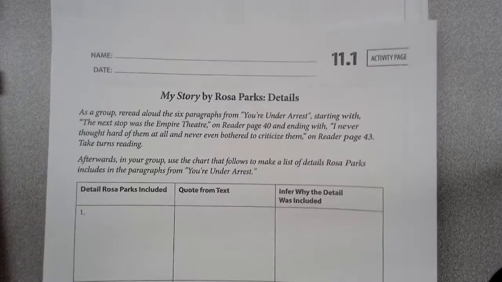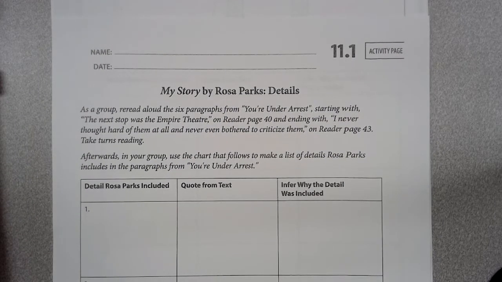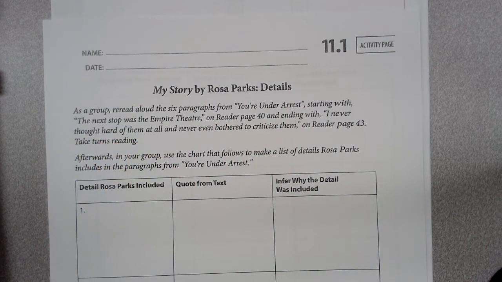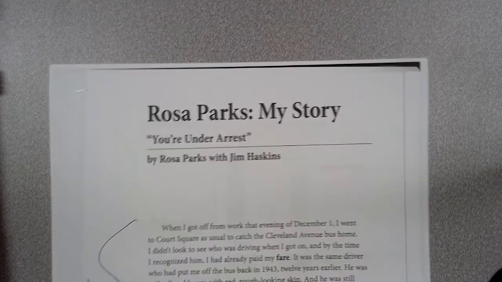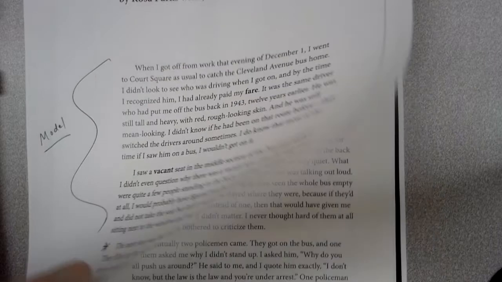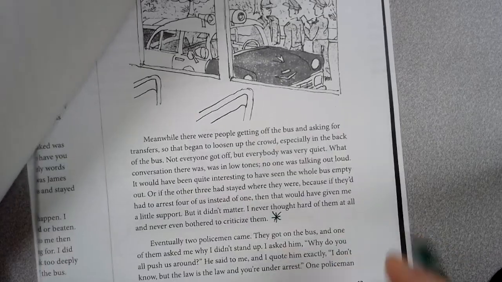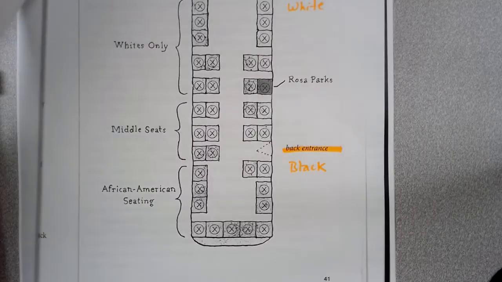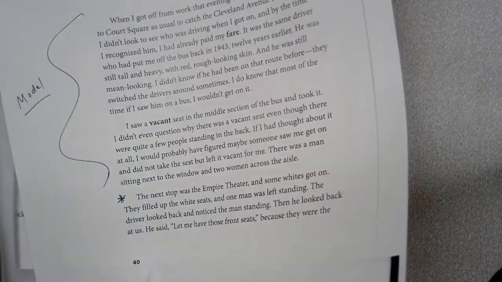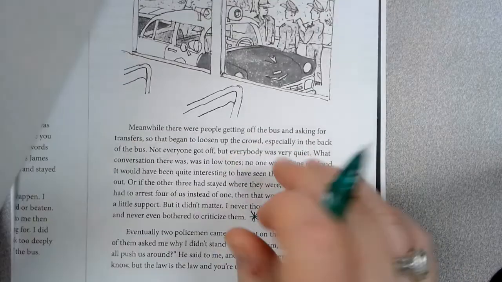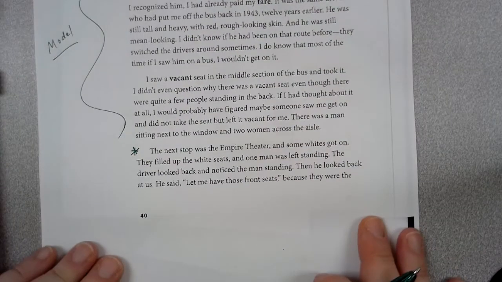So that's the first part. On reader page 40, and ending with "I never thought hard of them at all and never even bothered to criticize them," which is on page 43. So we're going to end, let's find that, page 43. And this is where we end. So we're looking at 6 paragraphs. That's paragraph 1, 2, 3, 4, 5, 6. So 6 paragraphs. All right.